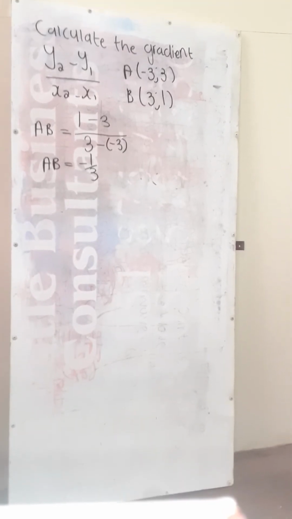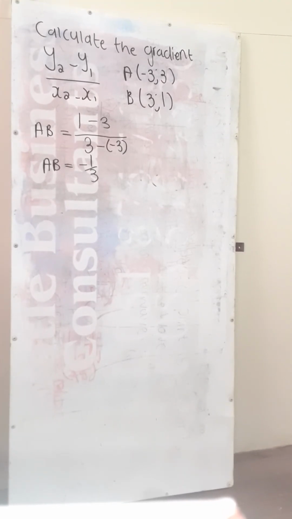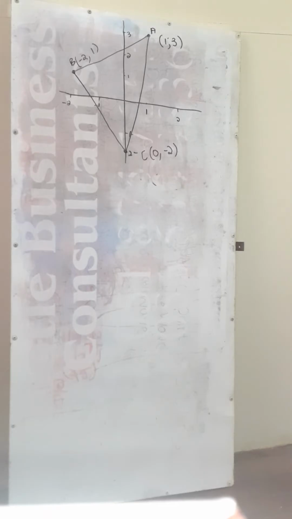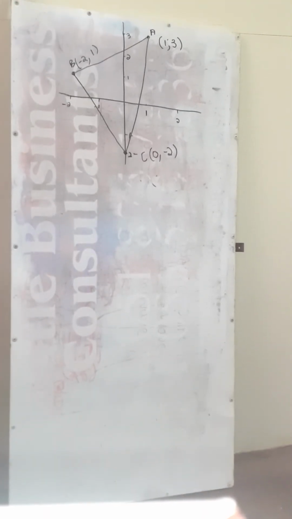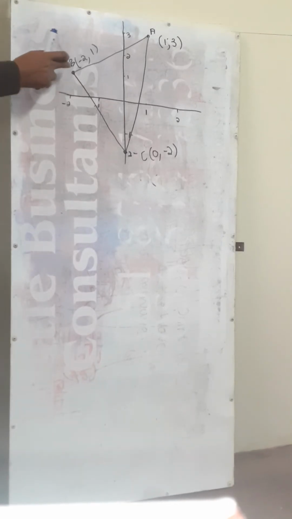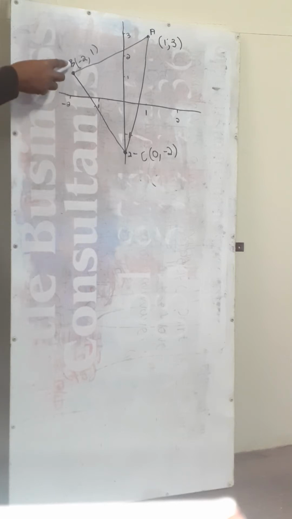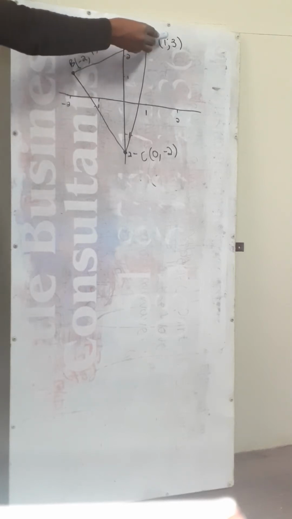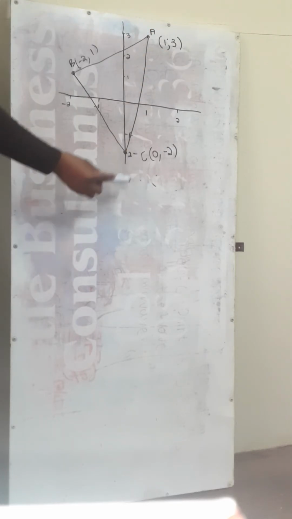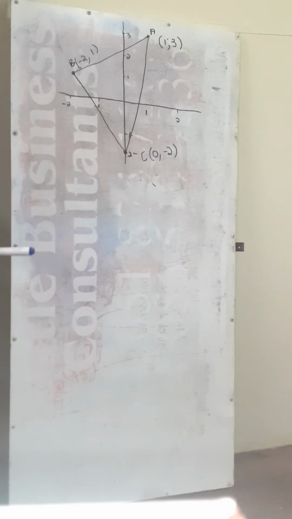Now what we are going to do that's a bit interesting is try to calculate the gradient of perpendicular lines. All right, here we have our triangle on a Cartesian plane, and we are asked to prove that these lines are perpendicular. So B is negative 2 and 1, and the point here is 1 and 3 for A, and then C is 0 and negative 2.